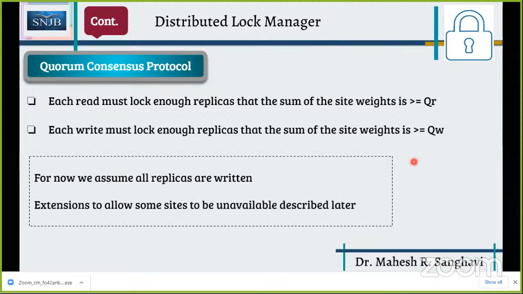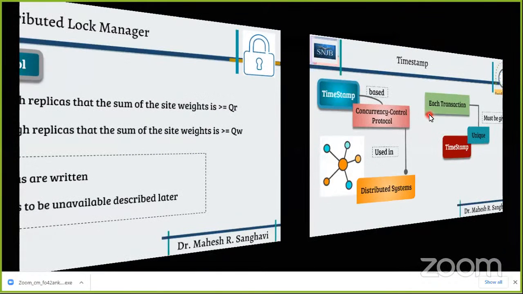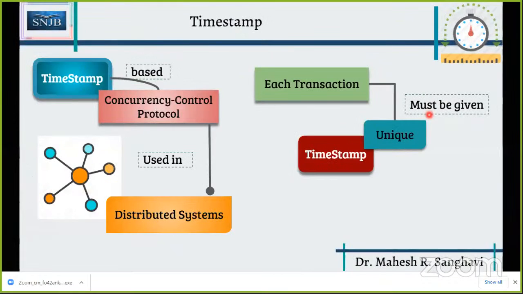Finally, for now we need to assume all replicas are written. Extensions to allow some sites to be unavailable, that will be described later. So here we need to think on what these two particular values are, and once we understood this, then the problem will be solved. Now the last, sorry, I actually forgot to tell you that this is the last protocol, that is timestamping. Okay, so we have seen the timestamping.